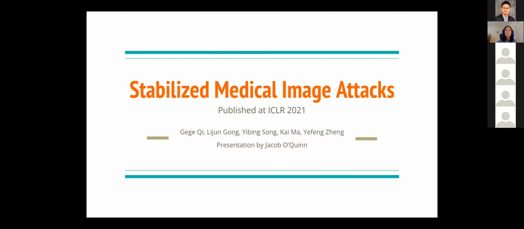So today I'm going to be going over a paper titled Stabilized Medical Image Attacks. It was published in March of 2021 in the ICLR conference. The high-level goal of this paper is to give computer vision engineers, particularly those studying medical images, a way to efficiently create robust perturbations to test their model on a variety of tasks. Emphasis on robustness, and I'll explain more on that when I get into the paper.